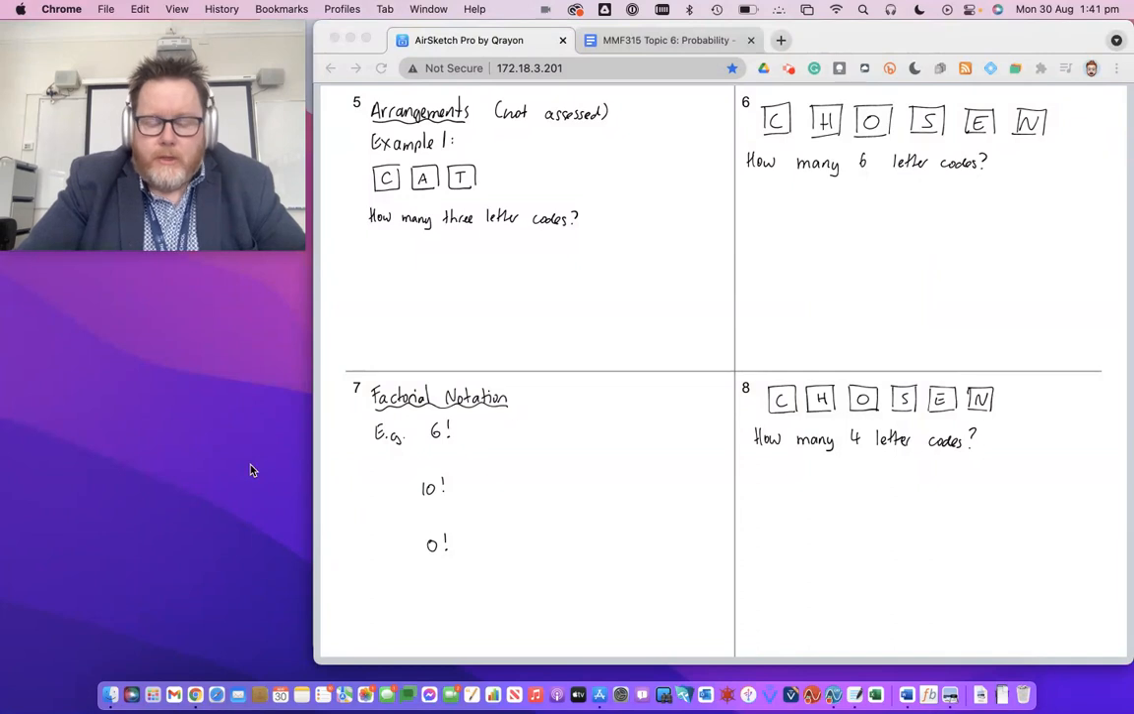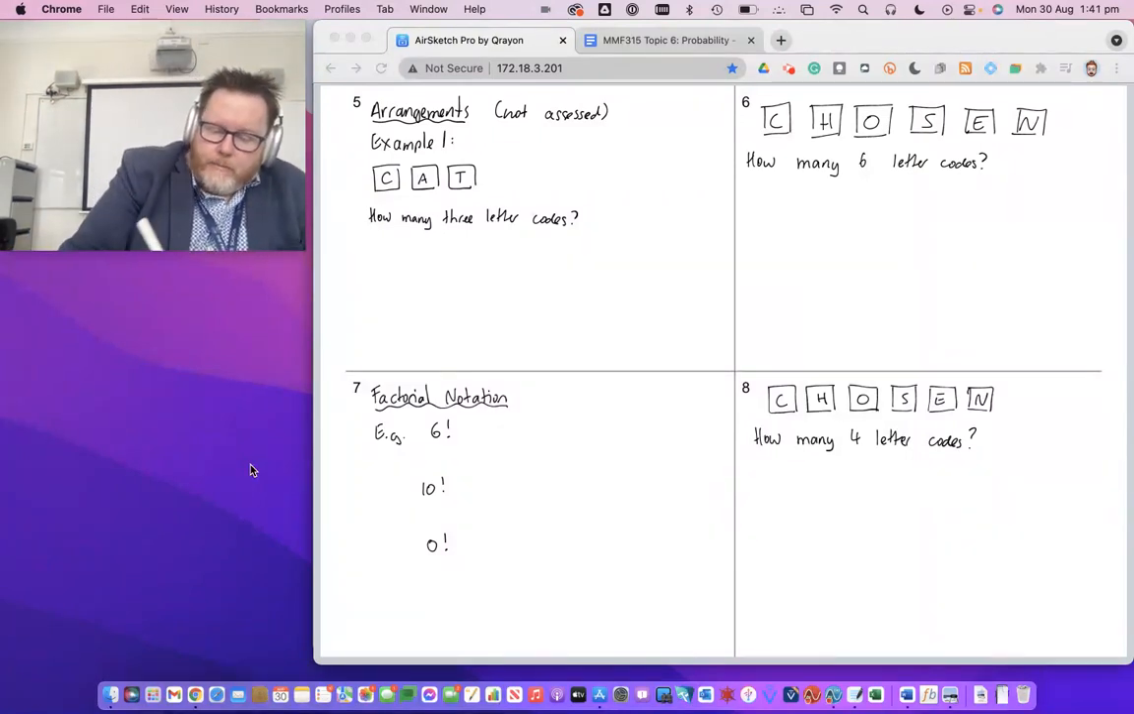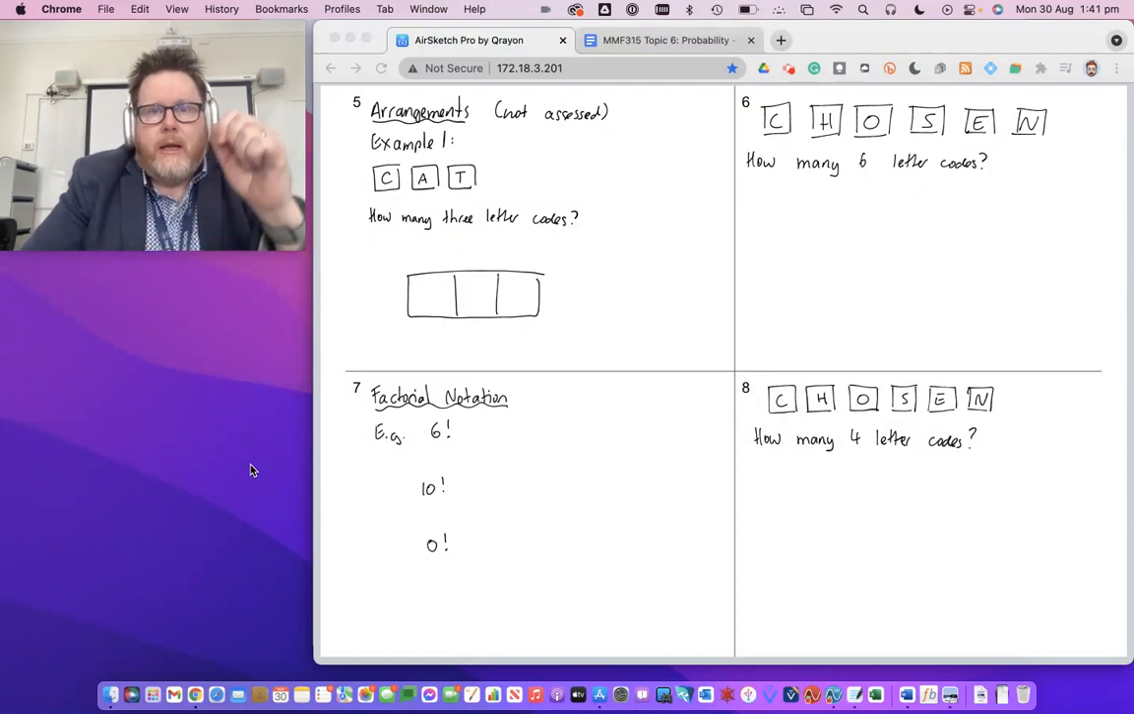that requires rearranging? So example one here, I've got CAT as 3 little Scrabble tiles, for example, in the bag. And you could pull the tiles out in any order. So how many different 3-letter codes could I get? This is a pretty common kind of problem. So what I'll do is draw a little tray, and you can imagine you're pulling out a letter and putting it onto the tray.